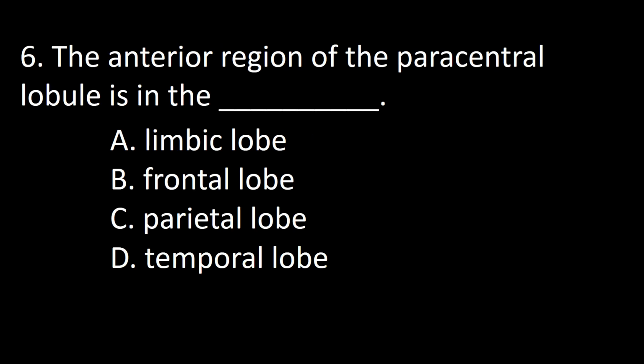Next question. The anterior region of the paracentral lobule is in the A. limbic lobe, B. frontal lobe, C. parietal lobe, D. temporal lobe.